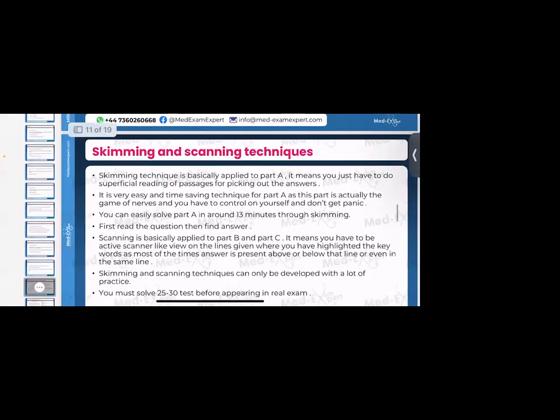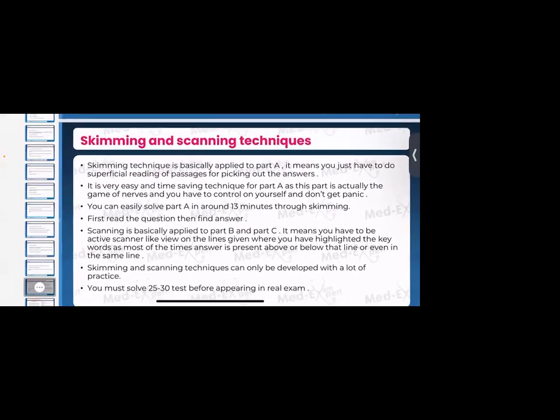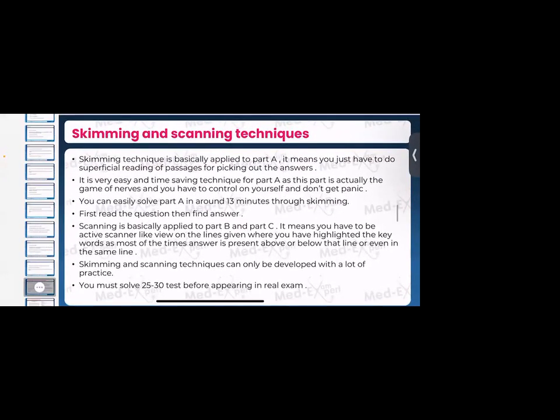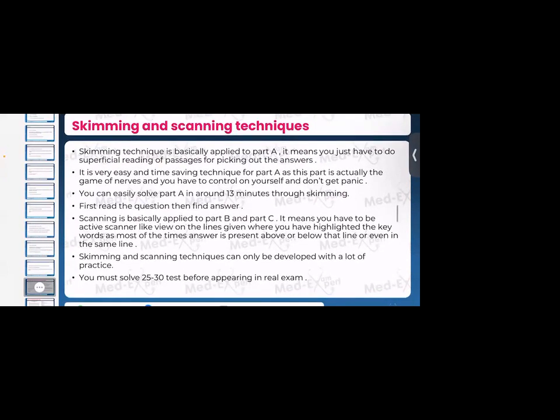So now comes skimming and scanning techniques. The skimming technique is basically applied to part A. It means you just have to do superficial reading of passages for picking out the answers. So this was my question in the first slide, what is the actual and literal meaning of skimming. So here is your answer. It means you just have to do superficial reading of passages.